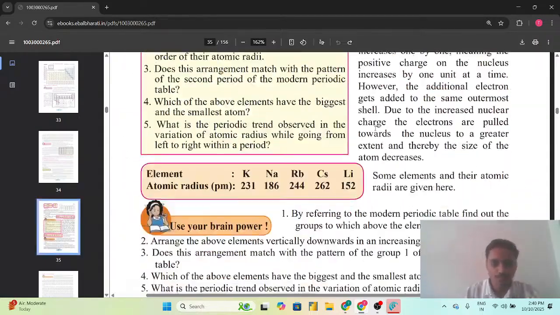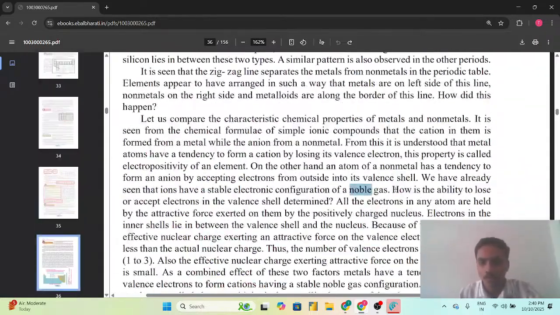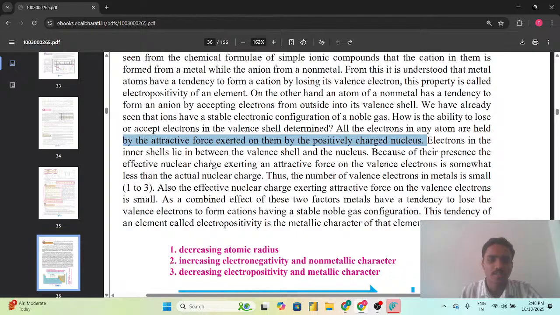So they are stable. How is this ability to lose or accept electrons in the valence shell determined? All the electrons in any atom are held by the attractive force exerted on them by the positively charged nucleus. Electrons in the inner shells lie in between the valence shell and the nucleus. Because of their presence, the effective nuclear charge exerting an attractive force on the valence electrons is somewhat less than the actual nuclear charge. Thus, the number of valence electrons in metals is small, 1 to 3. Also, the effective nuclear charge exerting attractive force on the valence electrons is small.